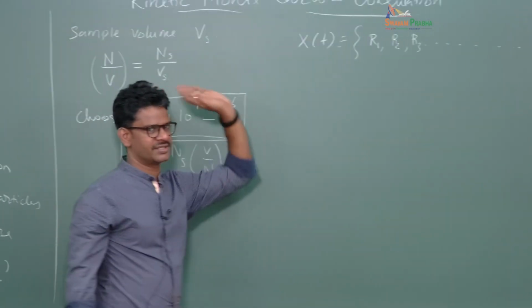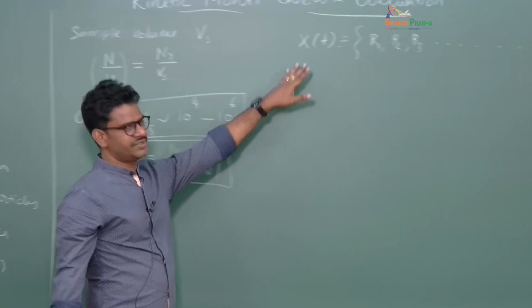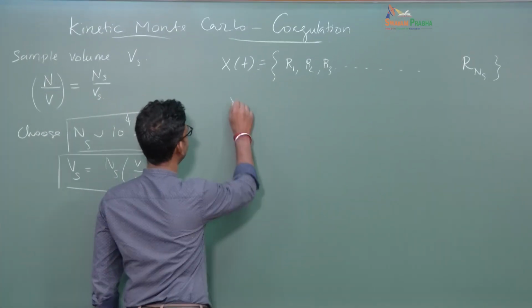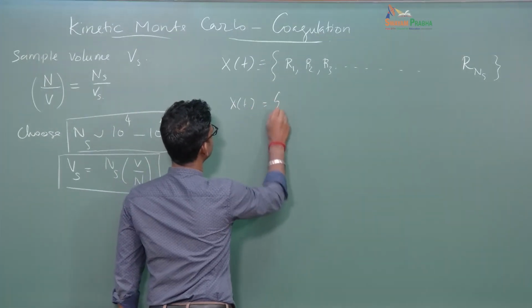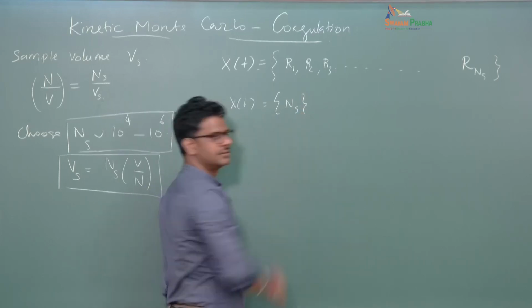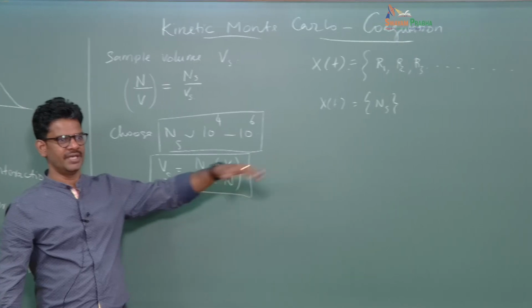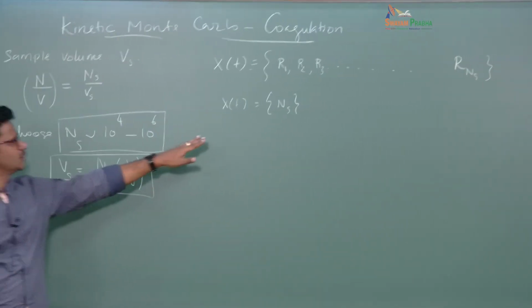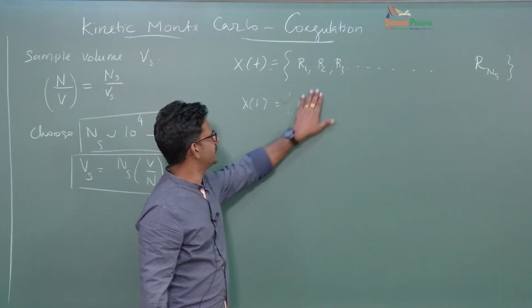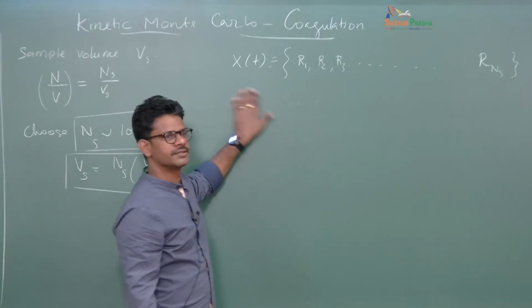Suppose if all the particles are identical, you don't have to specify the state like this. You can specify x of t as simply just Ns. That is the total number of particles of size Rs. Okay, but here we are talking about a more general case, so we specify the entire state of the system as this.